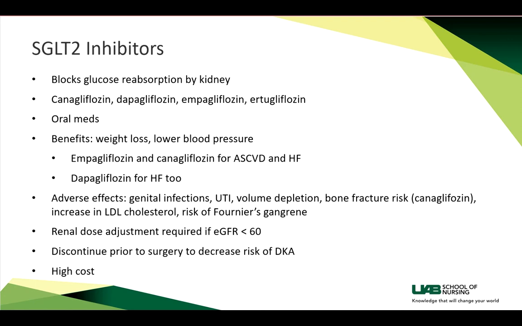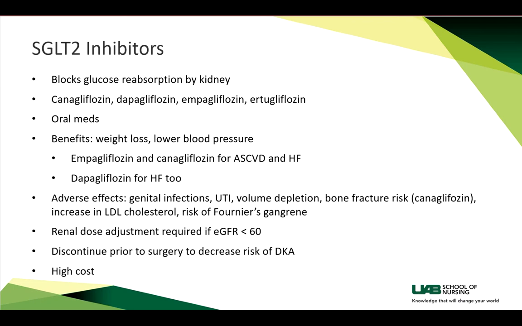There are some adverse effects associated with the SGLT2 inhibitors. Those include genital infections, urinary tract infections, and volume depletion. Let me stop there and say that because of the way the drug works, it blocks glucose reabsorption by the kidney, so it causes the glucose to exit through the genitourinary tract. As it does that, it increases the risk of infections, and that's why you see the genital infections, the UTIs, and the volume depletion associated with that as it travels through the kidneys.